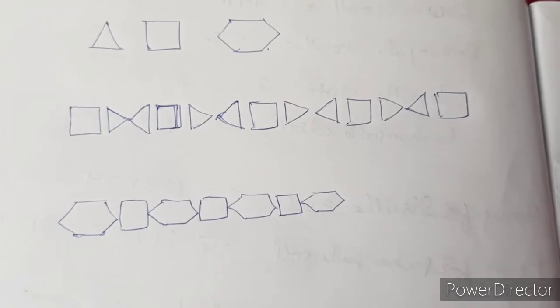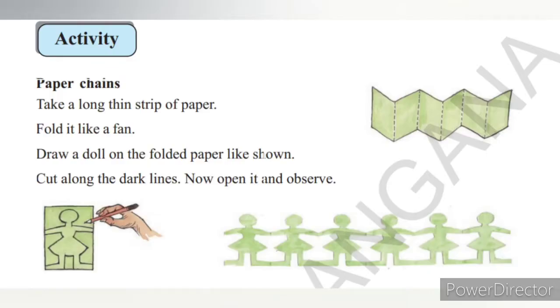Okay, next activity, paper chains. Take a long thin strip of paper, fold it like a fan, and draw a doll on the folded paper as shown. Cut along the dark lines. Now open it and observe. This one I have done practically. You can see it here, and you also try to do this.